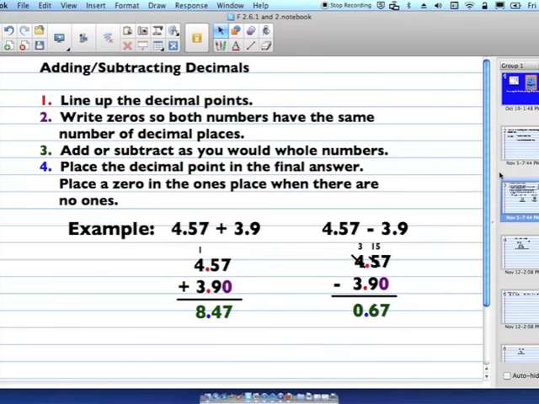When adding or subtracting decimals, you basically follow the same steps. First, make sure that when you rewrite the problem vertically, that you line up the decimal points. As you can see, they are in red. Second, you want to add any zeros into different place values so that the digits have the same number of place values. The third step is add or subtract just like you would with whole numbers. Lastly, place the decimal point in the final answer and place a 0 in the ones place when there are no ones.